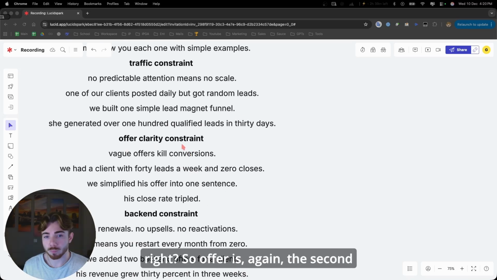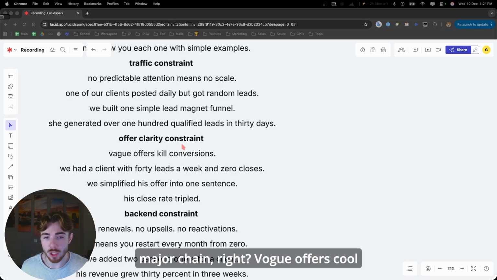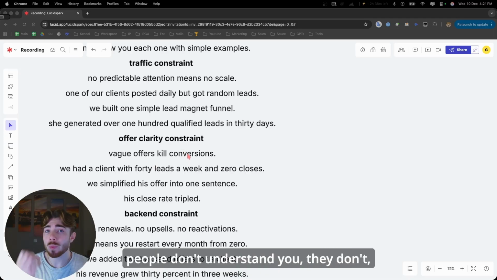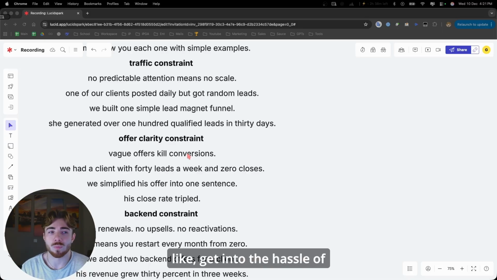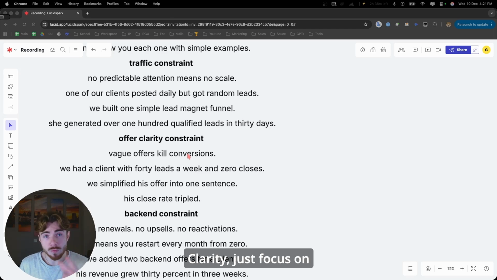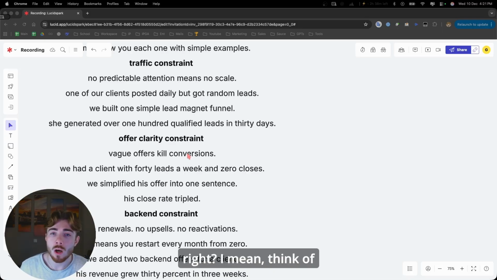Offer is again the second stone of your system, the second major chain, right? Vague offers kill conversions. I mean, vague everything, right? When people don't understand you, they're not even going to go through the hustle of finding out what you're talking about. Clarity, just focus on straight clarity. The faster they actually understand your offer, the better. Instant gratification, basically, right? Think of instant noodles.